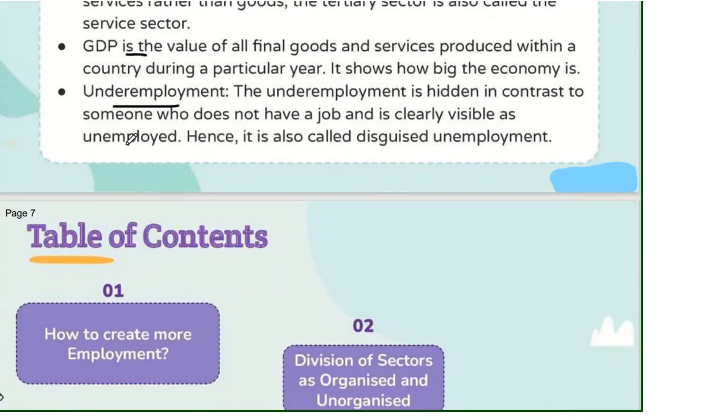GDP is the value of all goods and services produced within a country during a particular year. In one year, whatever goods and services are produced in our country, that value is called GDP. It shows how big the economy is.